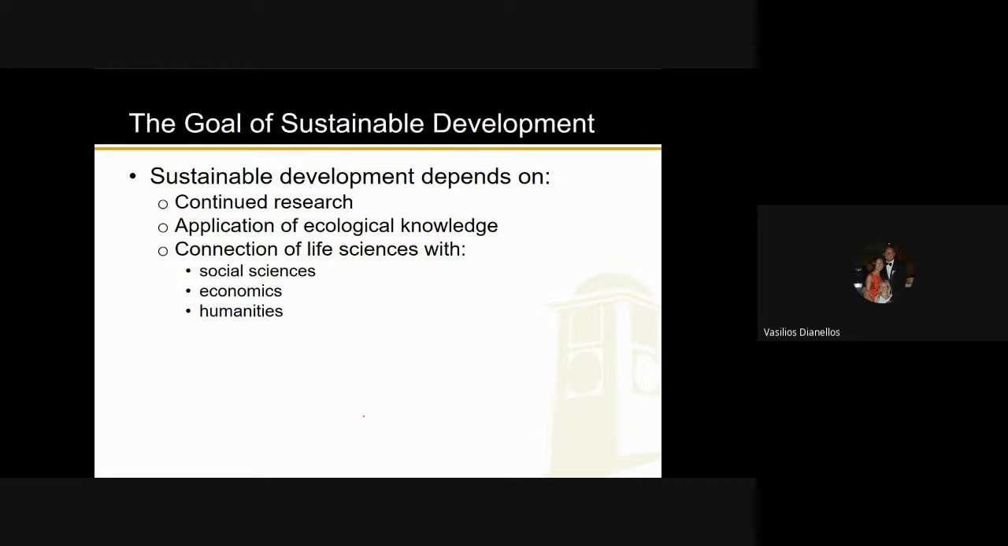So sustainable development, to be able to reach this goal, to be able to survive, basically, depends on continued research, right? So we need to keep learning. We need people to keep getting into these fields and learning things. It also depends on the application of that. So we don't just need to learn. We need to apply what we learn. And that's kind of what we're doing with this whole climate change thing, right? Scientists are learning and saying, hey, this is a problem. We need to fix it. And then there's pushback. So that would be the application of ecological knowledge, right? We need to use what we learn.